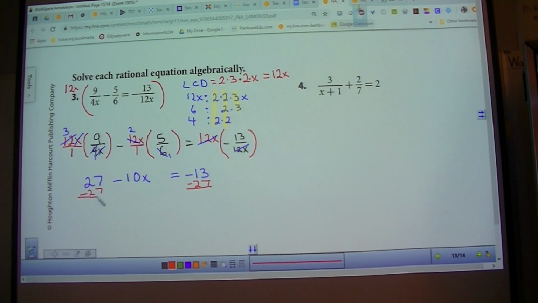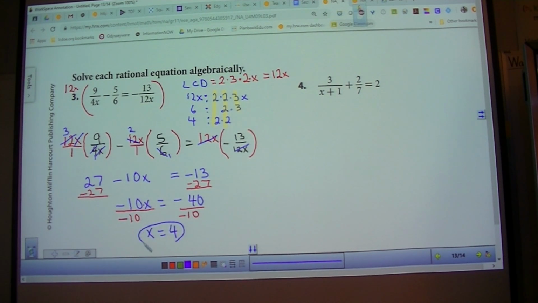And we're only adding, subtracting like terms, always, always, always. So these cancel out, so this gives us -10x equals -40. And then now we're going to divide, because that's the opposite of multiplying right here, right? So divide by -10 to get that x by itself. And we get x equals 4.